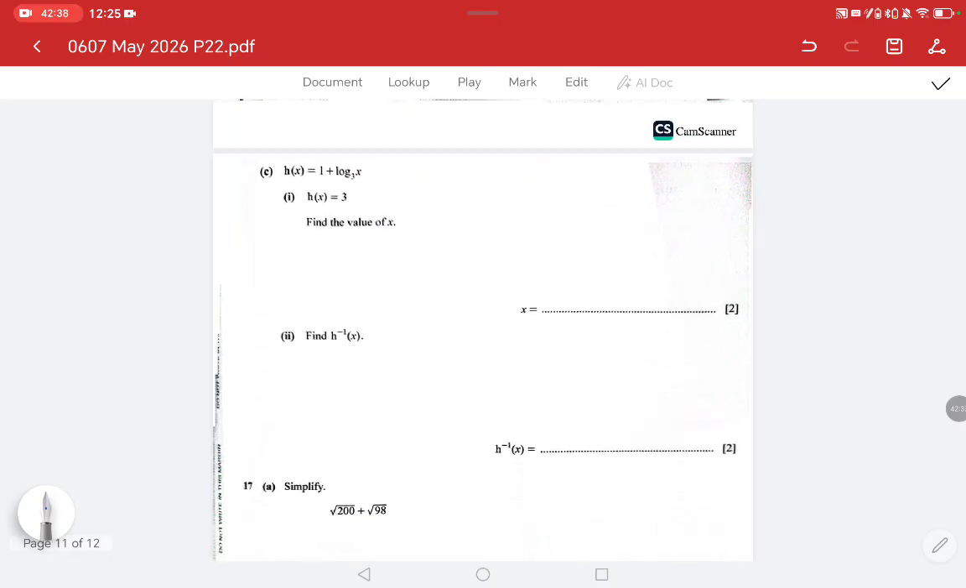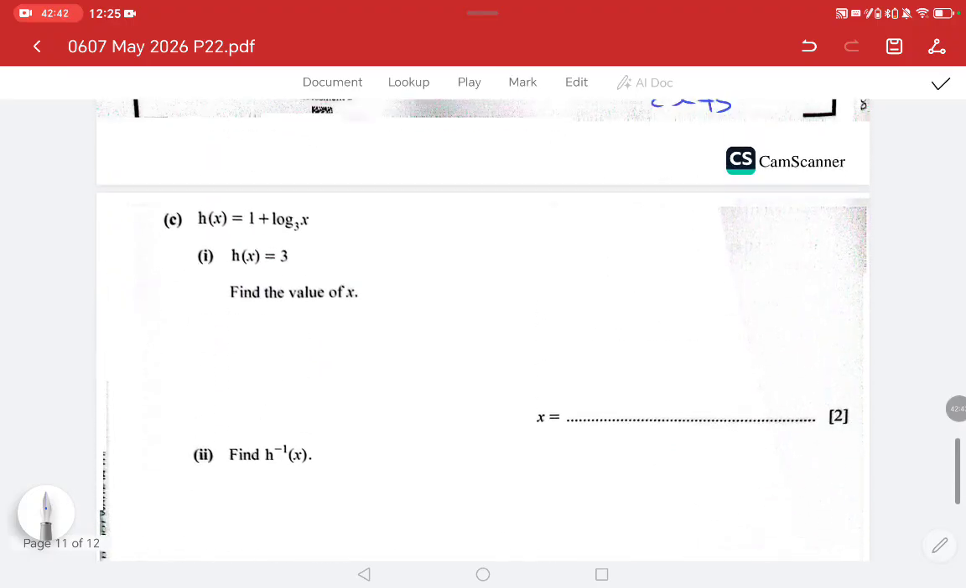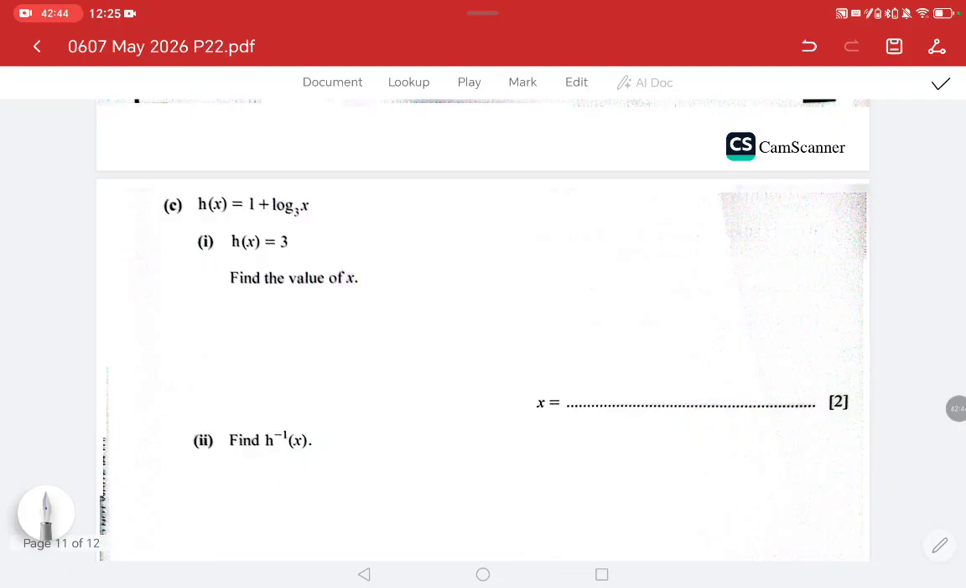Okay, done. Now logarithm. They said h of x equals 1 plus log of x to the base of 3, and h of x equals 3. How can we find this one? Just substitute. So 3 equals 1 plus log x to the base of 3. So it means 3 minus 1 equals log, so this one is 2, and here log x.